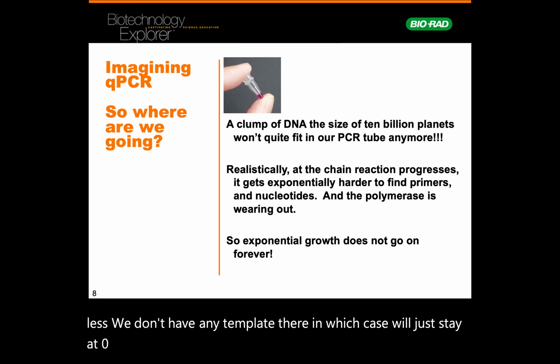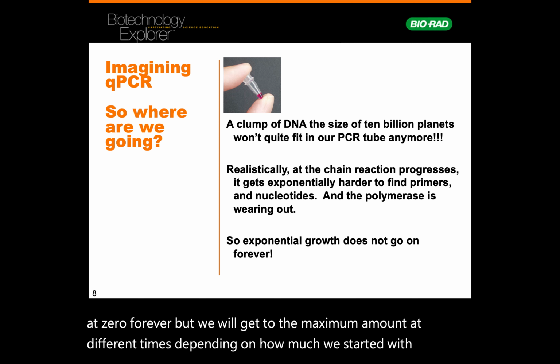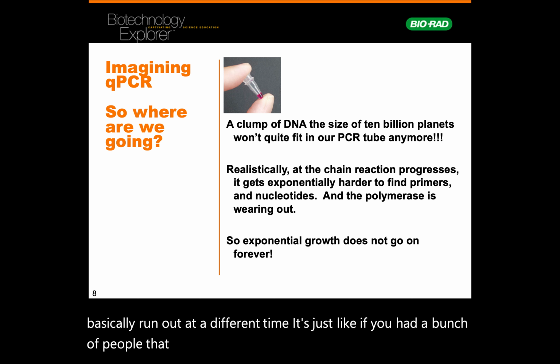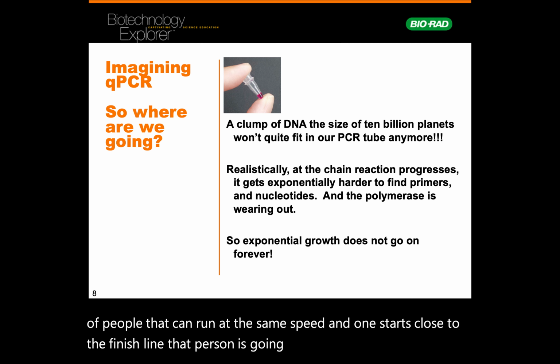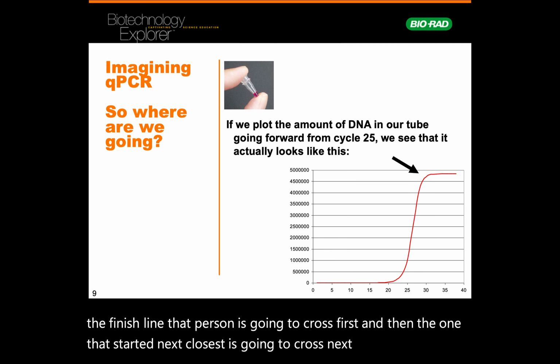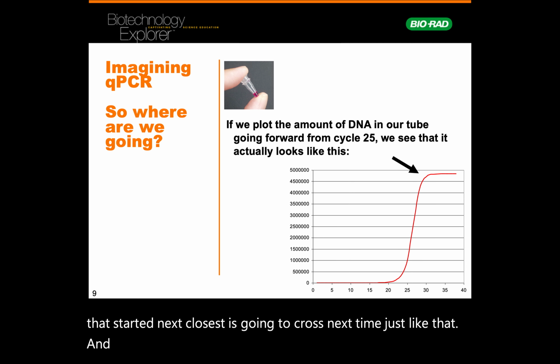But we will get to the maximum amount at different times, depending on how much we started with. We will basically run out at a different time. It's just like if you had a bunch of people that can run at the same speed, and one starts close to the finish line, that person's going to cross first, and then the one that started next closest is going to cross next, just like that. And that's how this works.